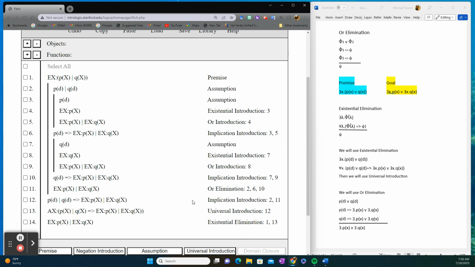So your job, and what I recommend you do, is always keep notes to yourself on the side as you use the editor to try to go through this proof. All right.